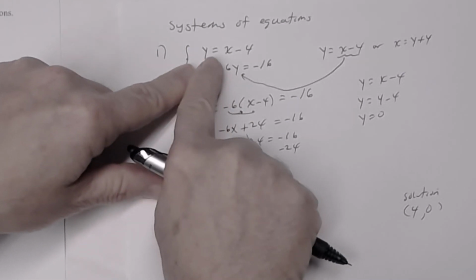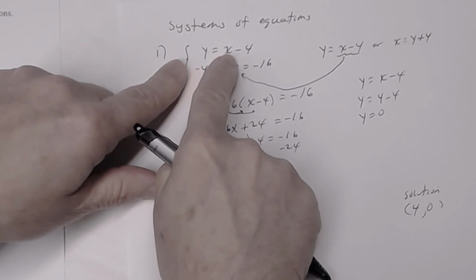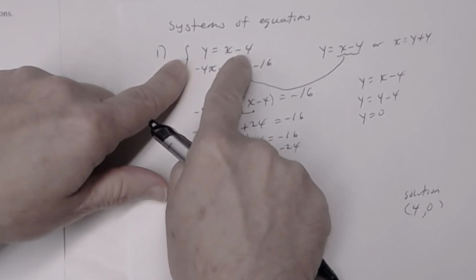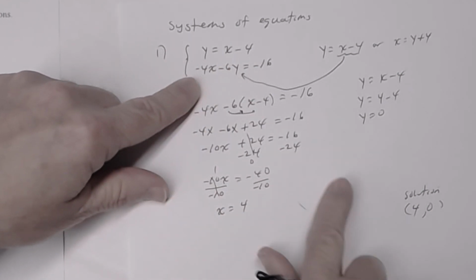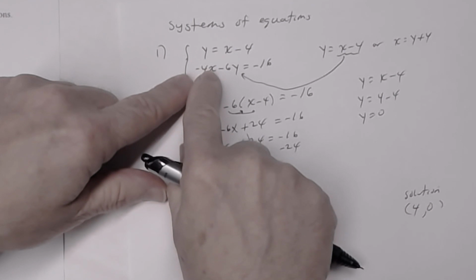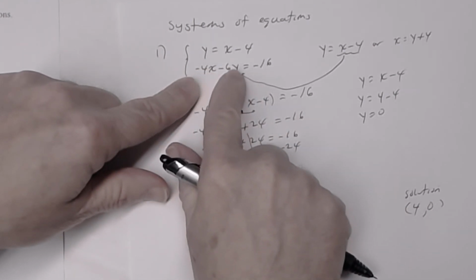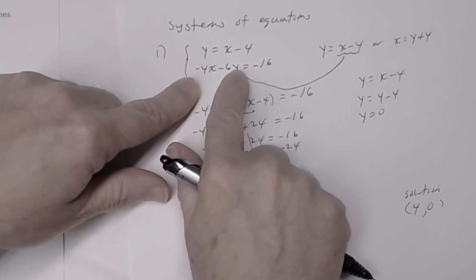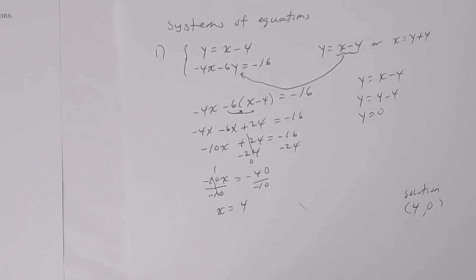So let's check it. x is 4, y is 0. So 0 equals 4 minus 4, so 0 equals 0. Over here, a negative 4 times x, which is 4, is negative 16, minus 6 times y, which is 0. Negative 6 times 0 is 0, so this becomes a negative 16, and a negative 16 does equal negative 16.